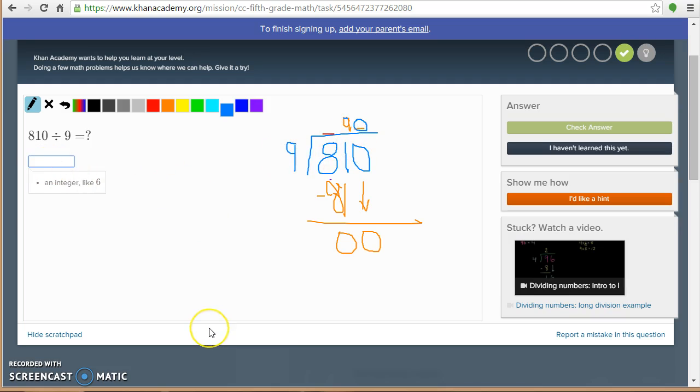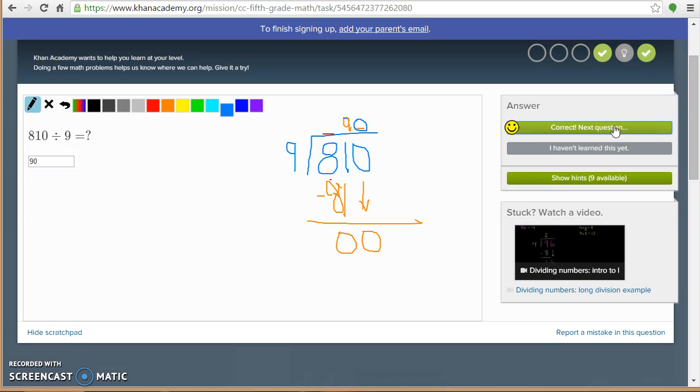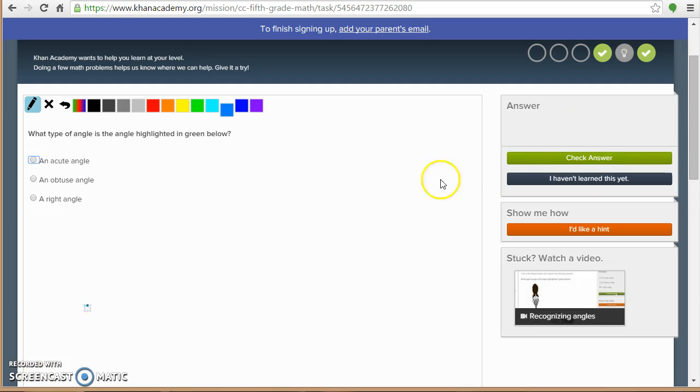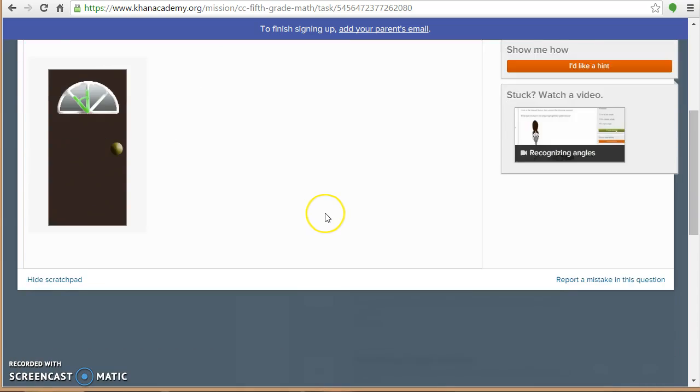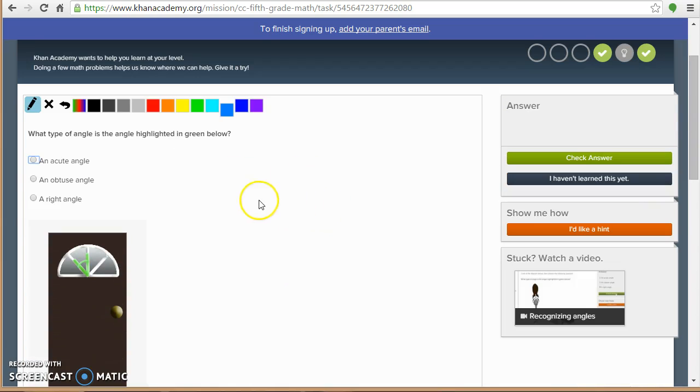Over here is where it's wanting the answer, and you would just type in the 90 and then check your answer. Again, if you weren't familiar with long division with the algorithm, you could watch the video, look at hints, and I'm just going to try to get you through this first little assessment so that we can kind of move on and I can show you what you need to do next.